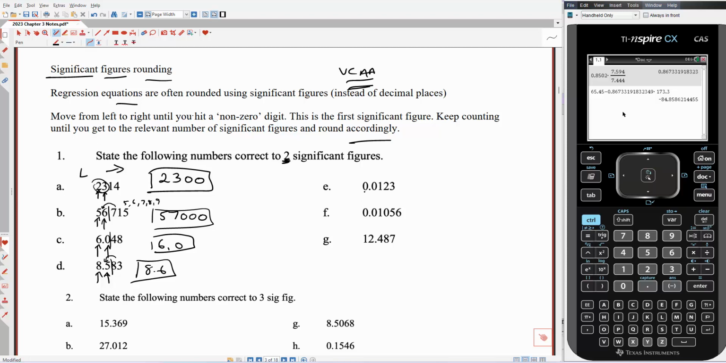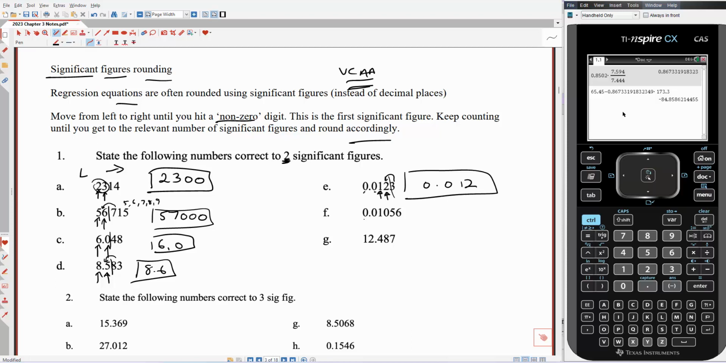So we're going to move left to right until you hit a non-zero digit. So this is 0, so we're going to keep going, and we've hit a non-zero digit here. So this is the first significant figure. This is the second significant figure. The third number says this should stay the same. So we're going to write 0.012. That is rounded to 2 significant figures.